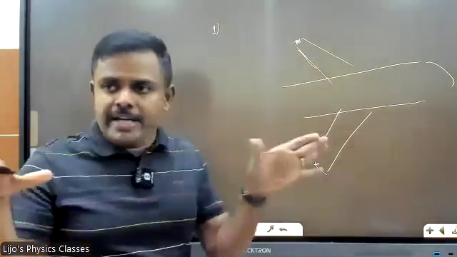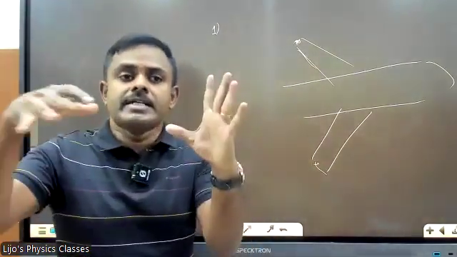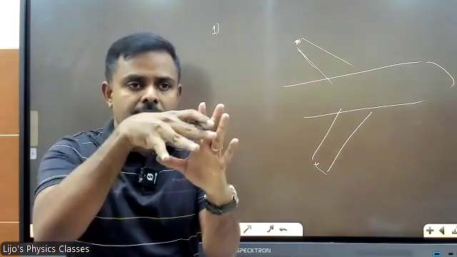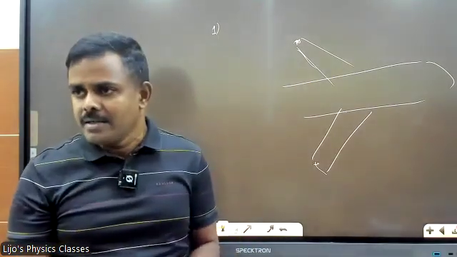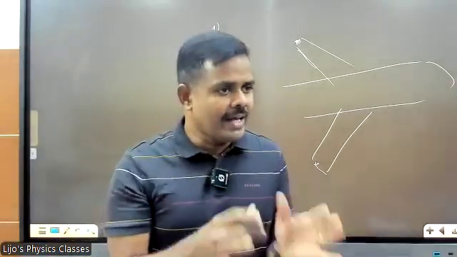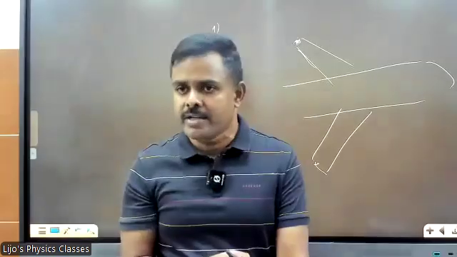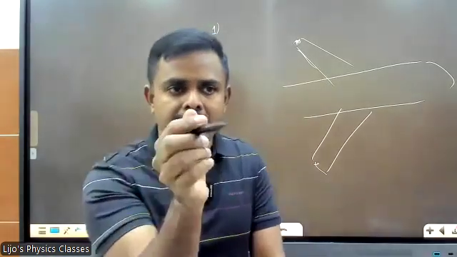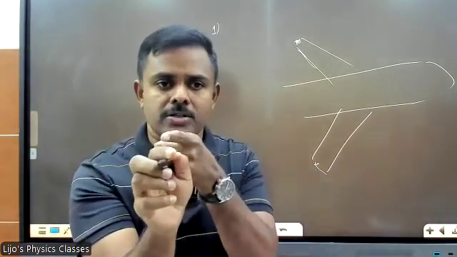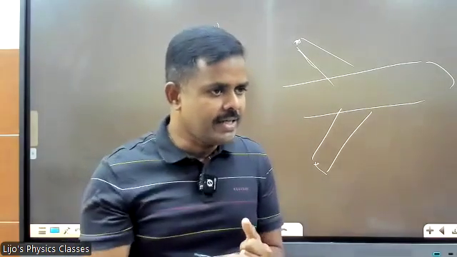Because as the plane flies, it is cutting what? It is cutting Earth's magnetic field. Earth has a magnetism, right? Even in this room, there is a magnetism of Earth. That is why if you keep a needle, it will stay in the north-south direction all the time. Compass needle, right?